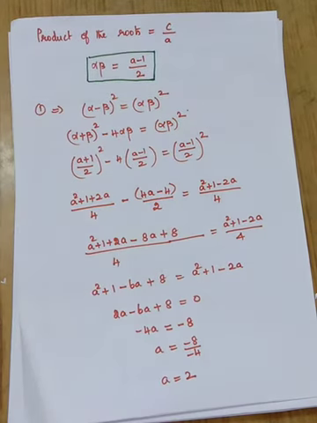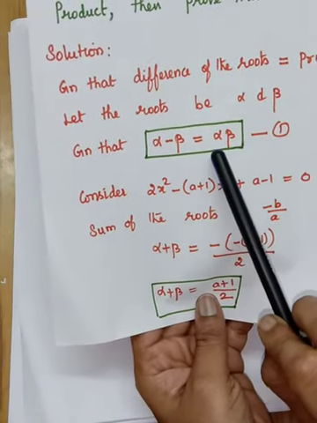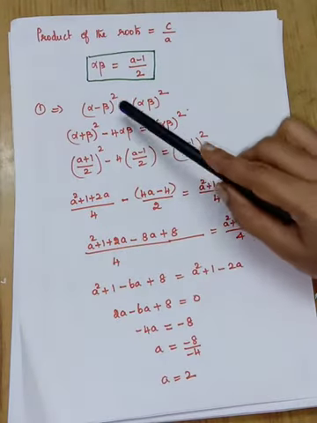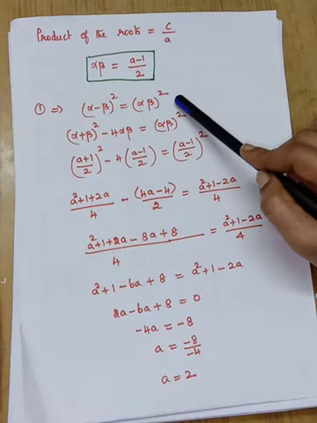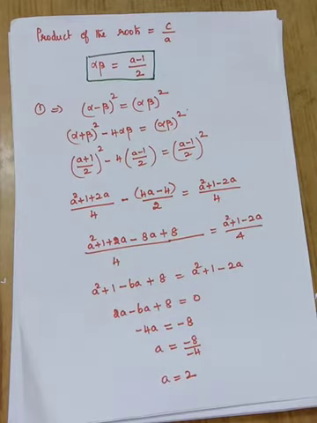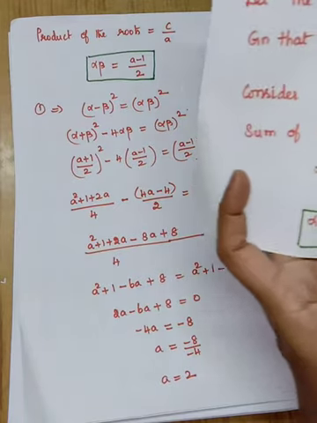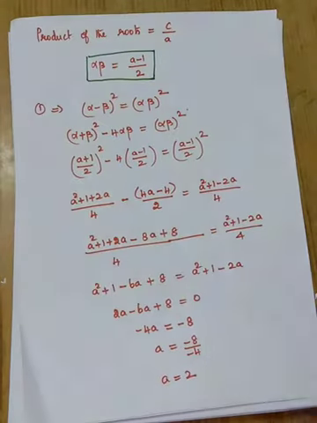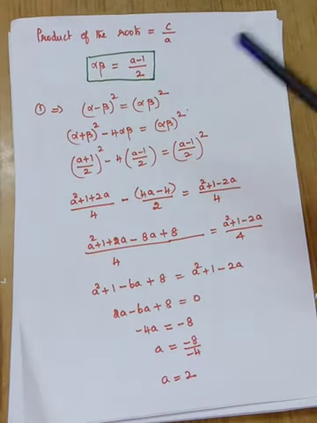Okay. So what is the given result? Alpha minus beta is equal to alpha beta. We just take that result and square on both sides. Okay. So see now, here you will have the two results. One is alpha plus beta, another one is alpha beta. So those two results have to be used.